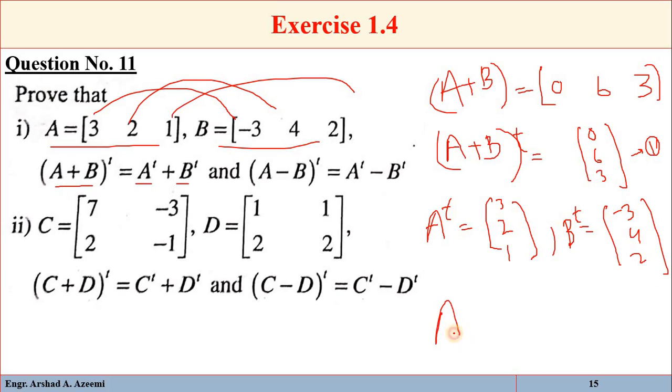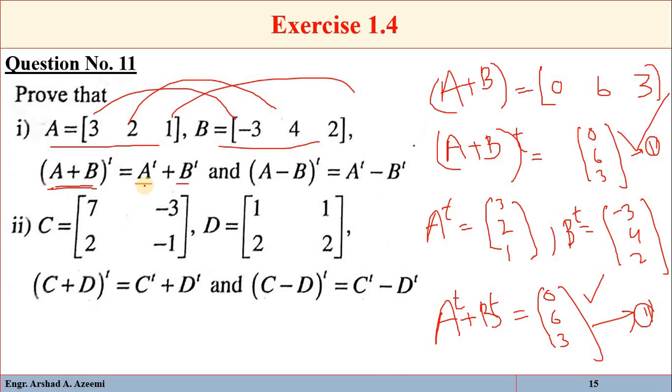Now take the sum of these two transposed matrices, A transpose plus B transpose. So just take the summation. 3 plus minus 3 is 0, 2 plus 4 is 6, 1 plus 2 is 3. So for example this is matrix 2. So matrix 1 is equal to matrix 2. It means that A plus B whole transpose is equal to A transpose plus B transpose.